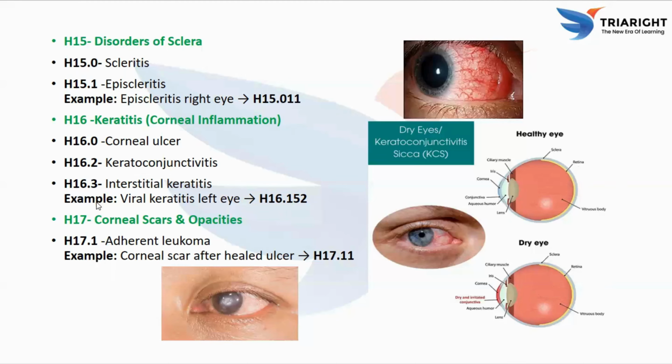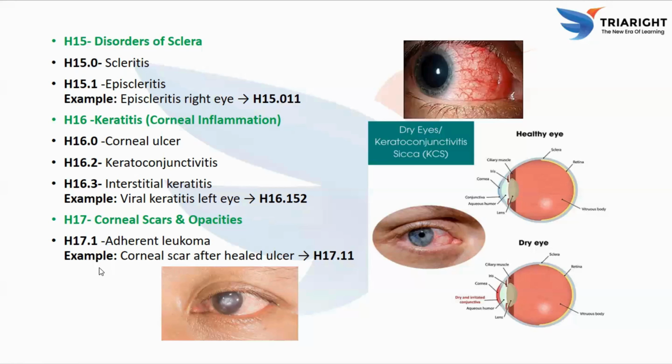So next is H16.3 code for interstitial keratitis. This is the inflammation within the middle layer of the cornea, nothing but the stroma. This can cause corneal haze, vision reduction, and the example is viral keratitis left eye. You have to assign the code H16.152.